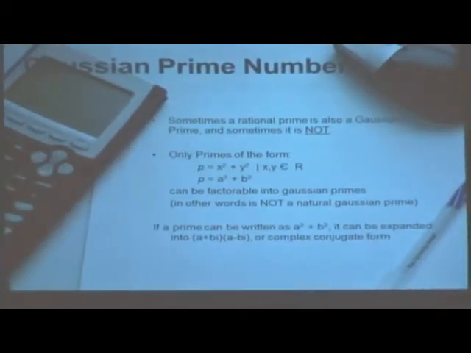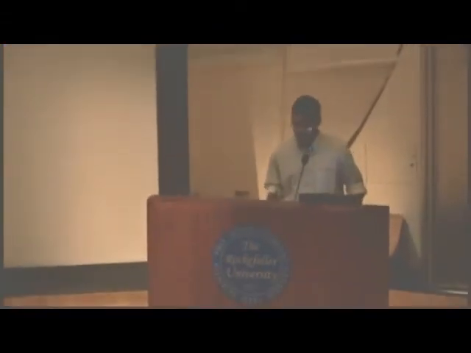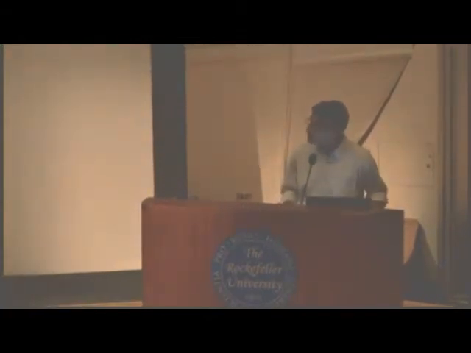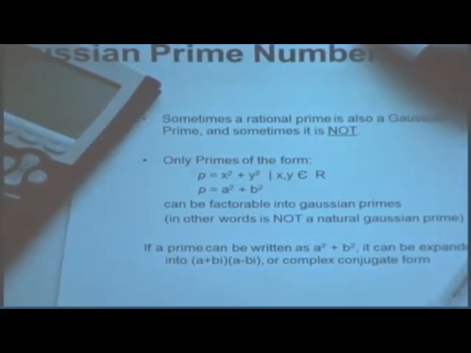Also, the same notion of factoring applies here, just like with rational primes. Either a Gaussian integer is a prime or factoring it gives us Gaussian primes. Certain rational primes may also be considered complex primes as well. Only primes of the form x squared plus y squared, where x and y are integers, can be factored into Gaussian primes. In other words, if you can take a prime number and write it as the sum of 2 squares, then it's not a Gaussian prime and it can be factored.